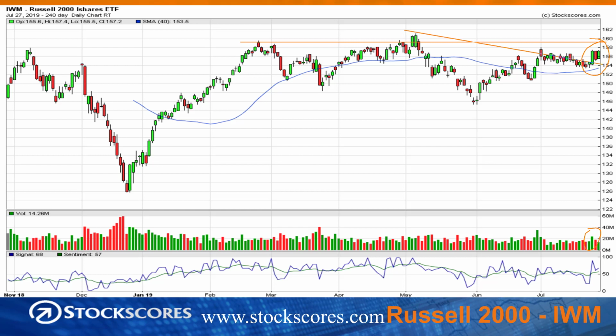But the good news is we've got that little downward trend line there that was broken, and so I think we move up toward the highs, we'll get stuck, and then hopefully be able to break out. Maybe the small caps can start to play catch up with the large.